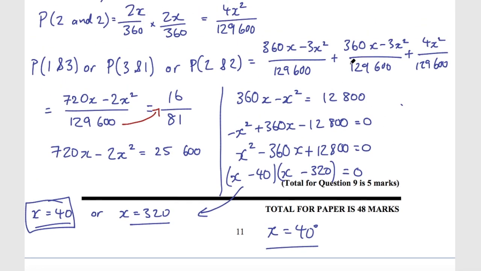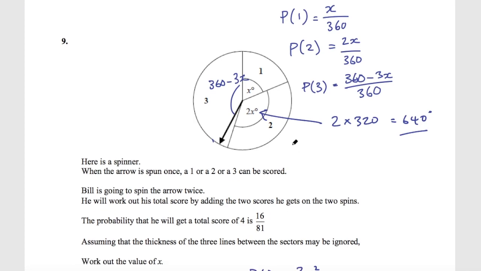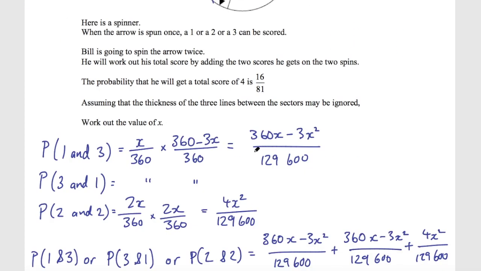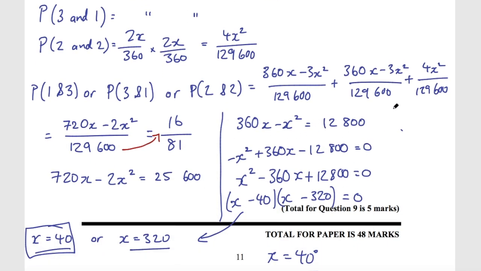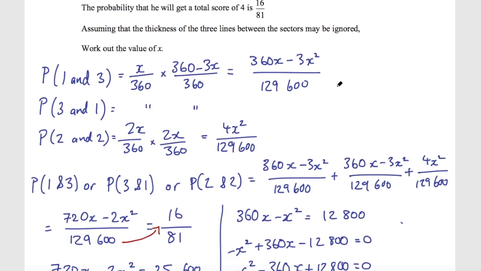And that's a 5-mark question. Quite a lot of working out there. You had to work out the probabilities of each number, and then you had to add them up, and then you had to factorize a quadratic. So fair bit of work there.